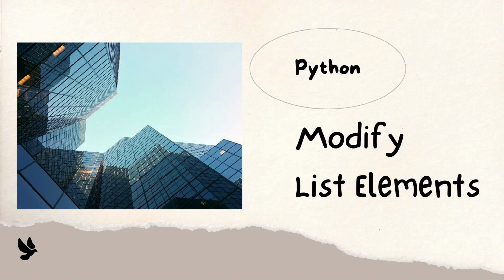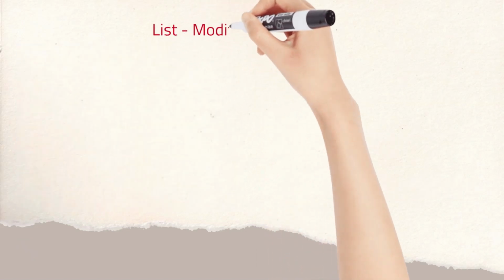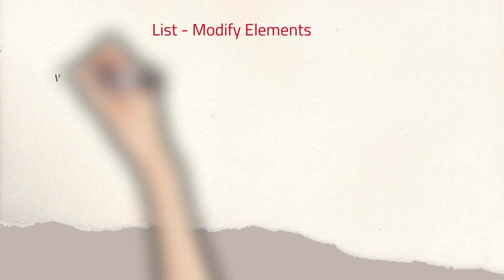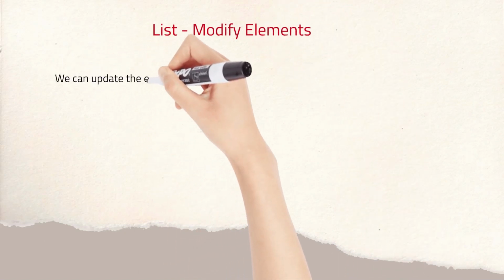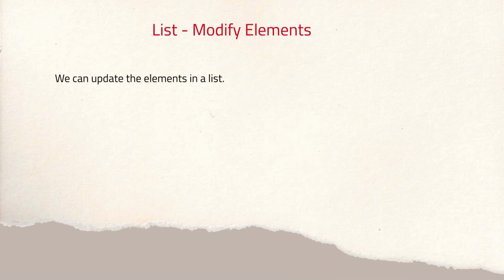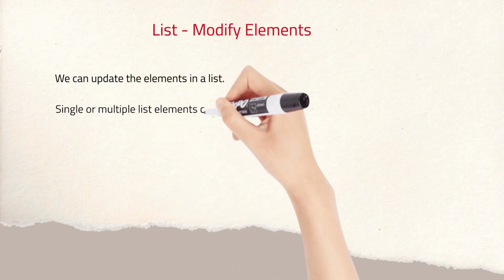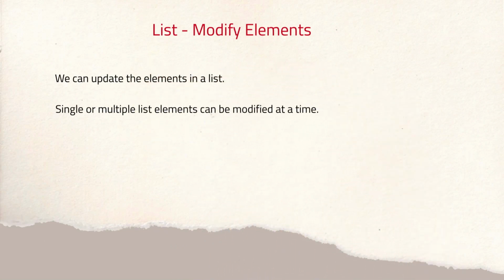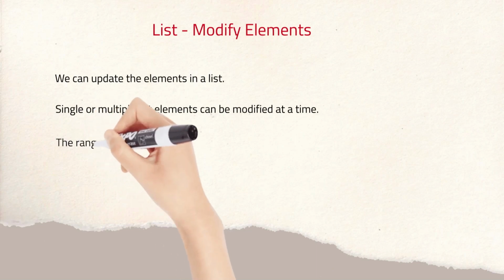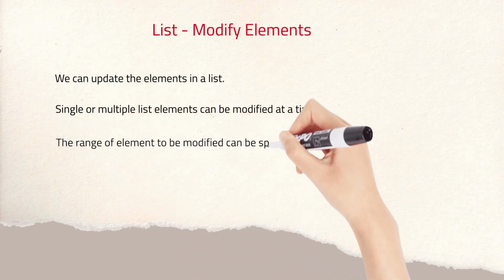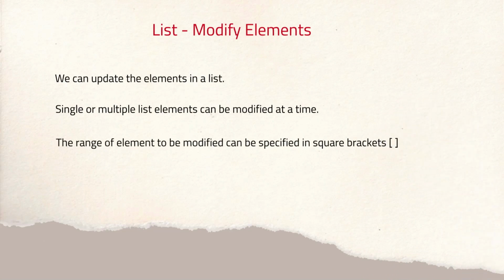In this video, we will discuss how to modify the elements of a list. As lists are mutable, the elements in a list can be updated. We can modify a single element, or more than one element can be modified at a time. The range of elements that need to be modified can be specified in square brackets using a colon.